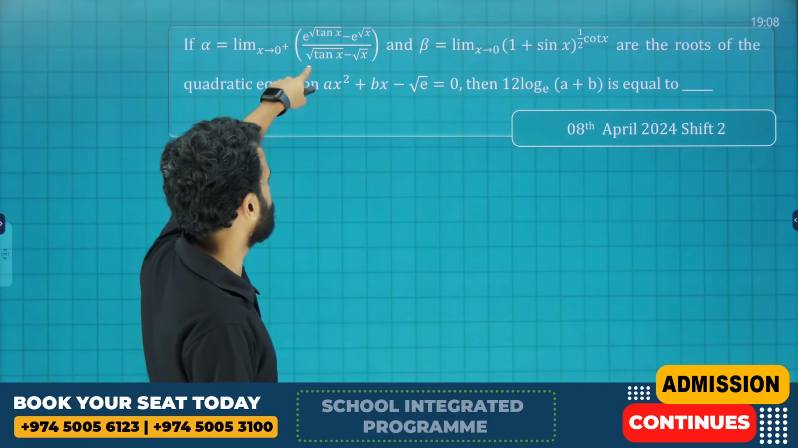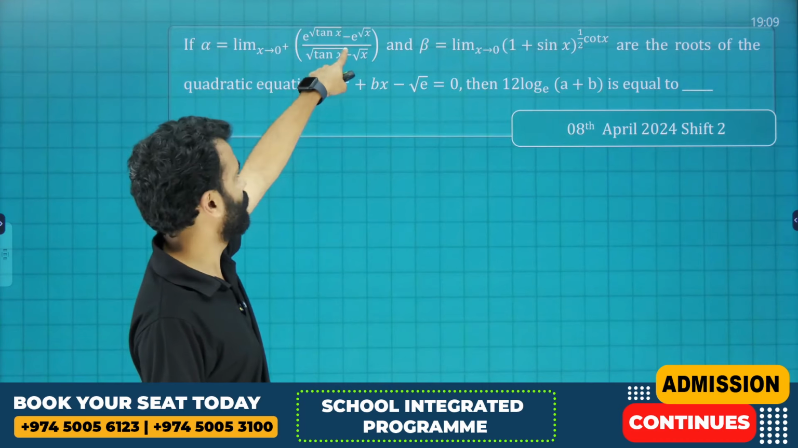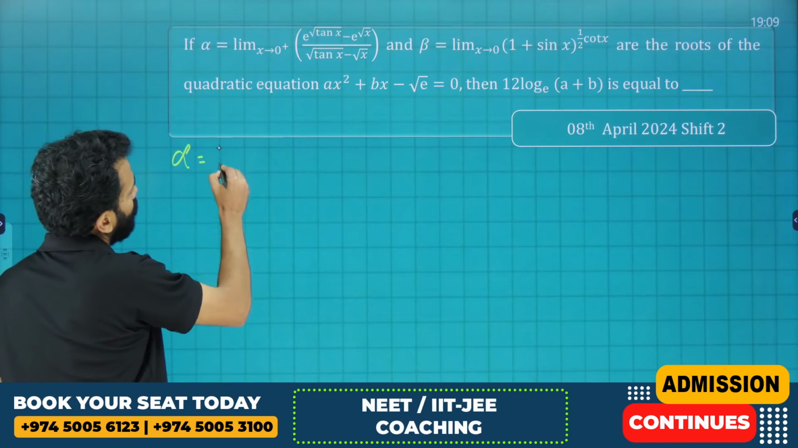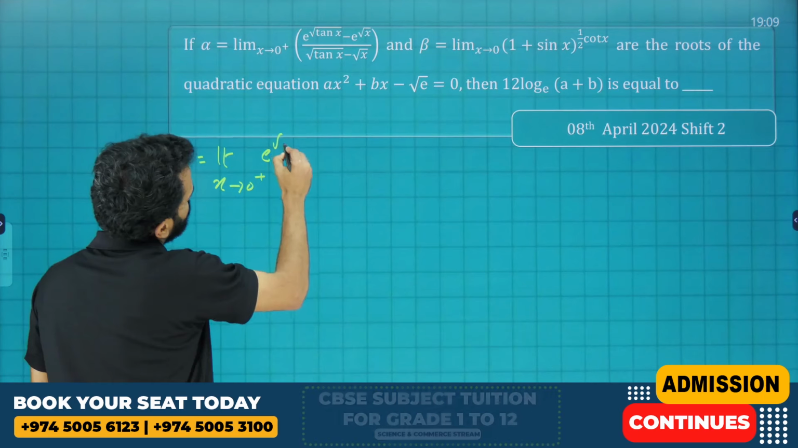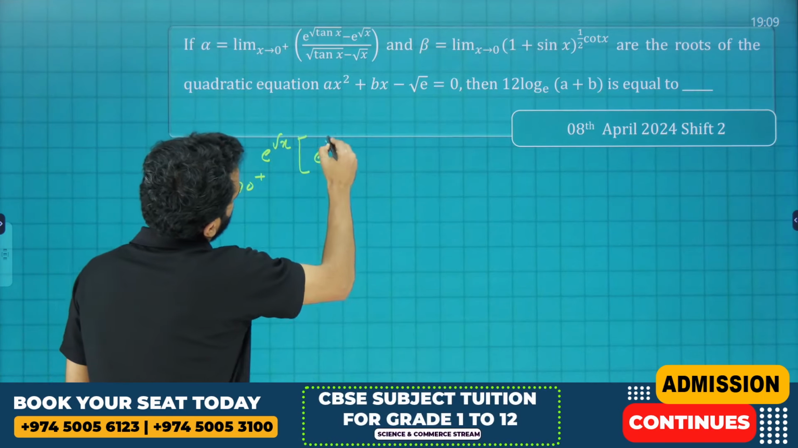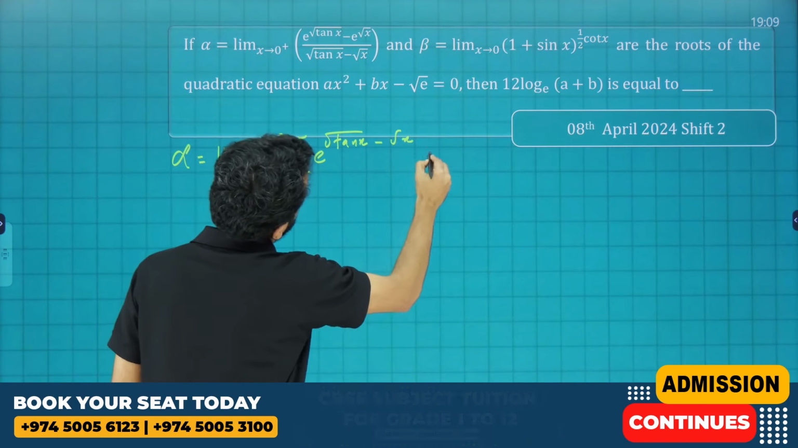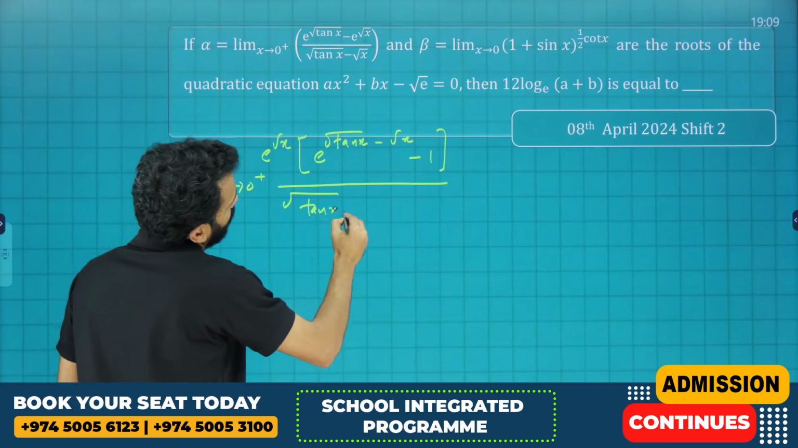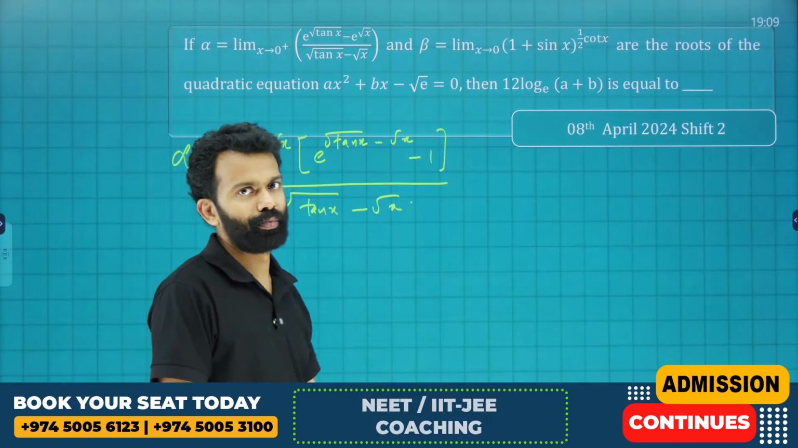So what are we going to do here? It's a 0 by 0 form. Let's take e raised to root x outside. It's a board exam level question. Therefore, alpha is equal to limit x tends to 0 plus e raised to root x into (e raised to root tan x minus root x minus 1) divided by (root tan x minus root x). So how are you going to operate this one?